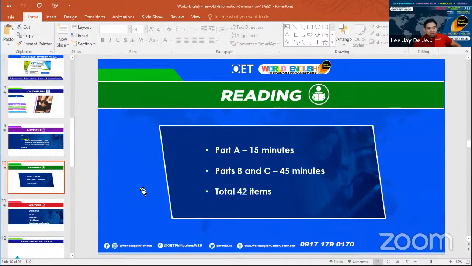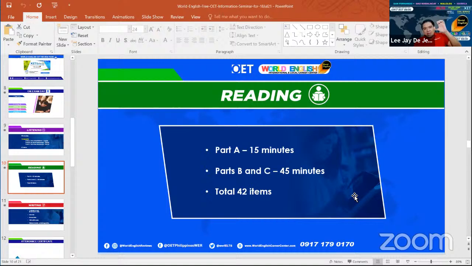The OET reading test is divided into, again, 3 parts. It's very similar actually to the listening test. Part A is 15 minutes. Parts B and C, 45 minutes. Why did we present it to you this way? Why didn't we just tell you the reading test is 1 hour? Because there's a little bit of a difference.